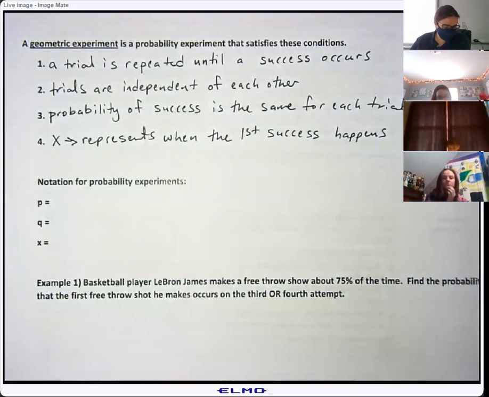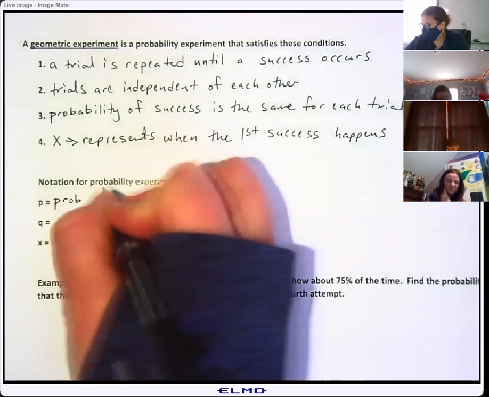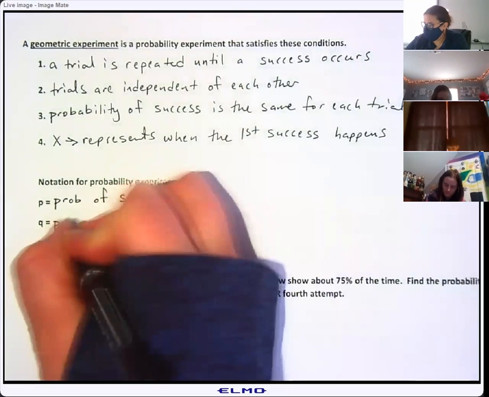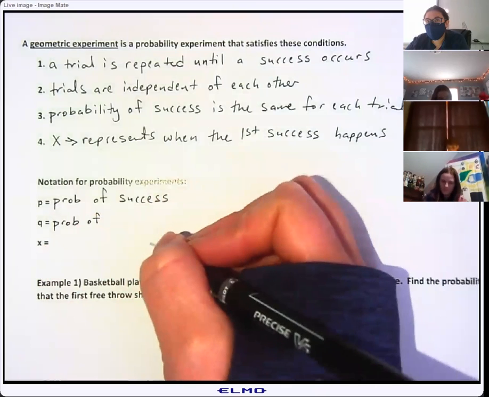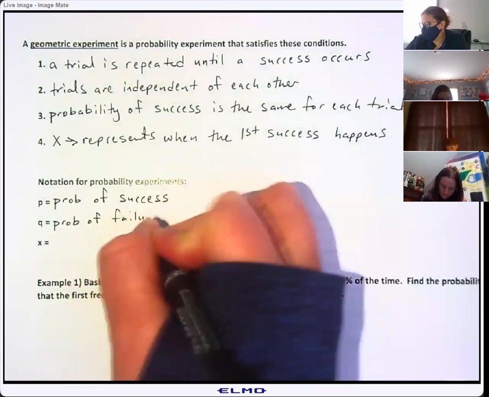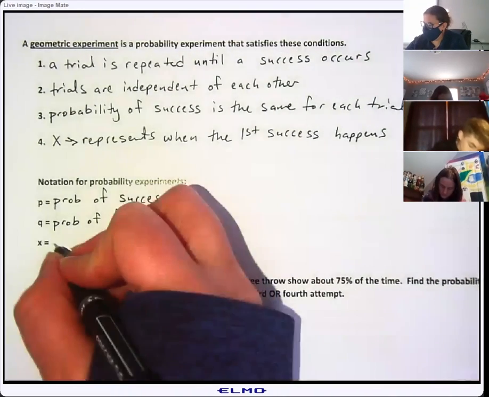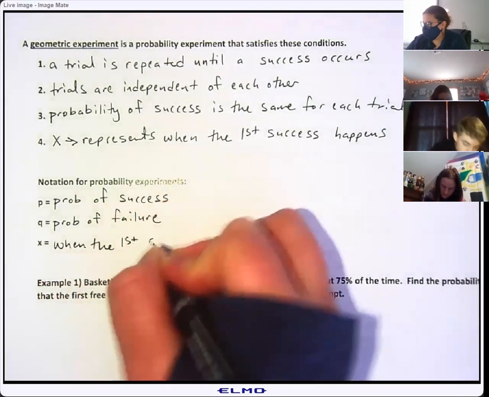Okay. P is your probability of success. Q is what? Come on, you already know. What is it? What's a percentage? Failure. Failure. And X is when the first success happens.